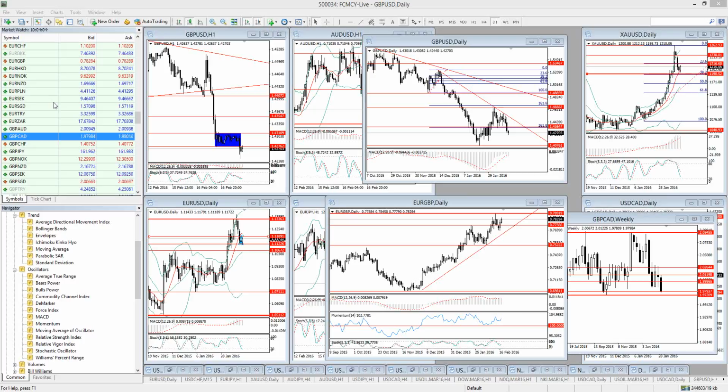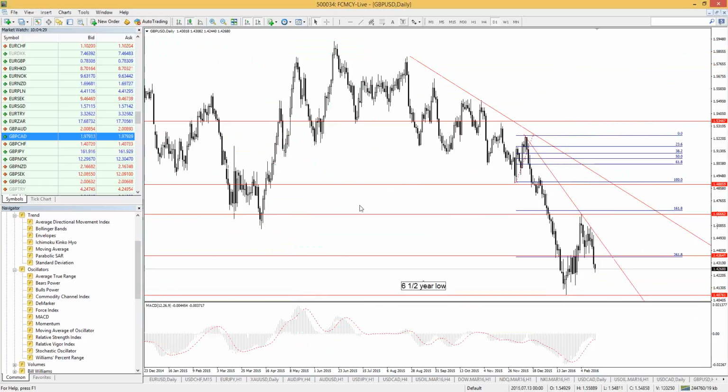Okay. Today I'm going to start with GBPUSD. Okay, you can see my screen. First of all, I want to talk about the daily GBPUSD structure. We see that it's a downtrend, and we see that the GBPUSD has reached 140.76, which is a 6.5-year low. And we can also see that it bounced up to 146.66 and has reversed.